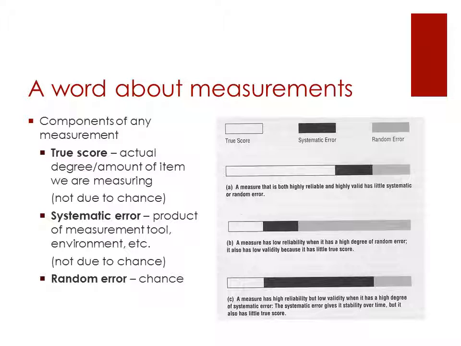So, ideally speaking, what we want to do is produce a measurement tool that's very much like option A here at the top. So we have high reliability, high validity, and the majority of the space is made up of the true score. But keep in mind, even in this preferred situation, we still have a certain degree of systematic error that is the product of an individual, for example, filling out a paper and pencil survey, and this random error that happens in any particular activity that we're doing.